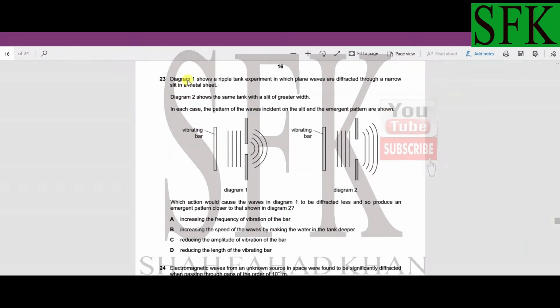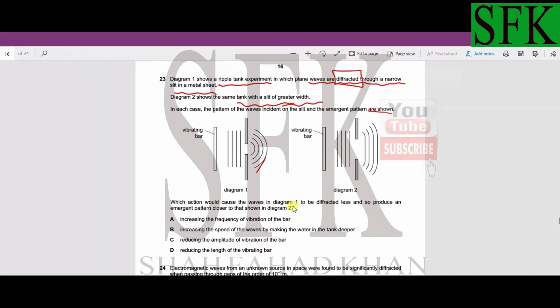Again, an MCQ from the waves chapter. Diagram 1 shows a ripple tank experiment in which plane waves are diffracted through a narrow slit in a metal sheet. Plane waves are formed and diffraction has occurred. Diffraction is basically the spreading of waves when they pass through a narrow opening into the geometrical shadow. Now diagram 2 shows the same tank with a slit that has a greater width. So the waves are wider rather than narrower, in which case diffraction is lesser.